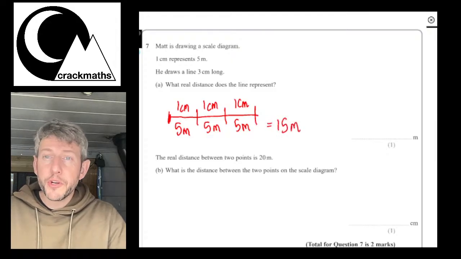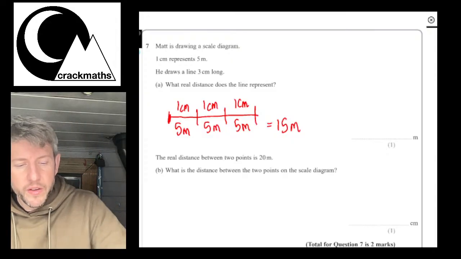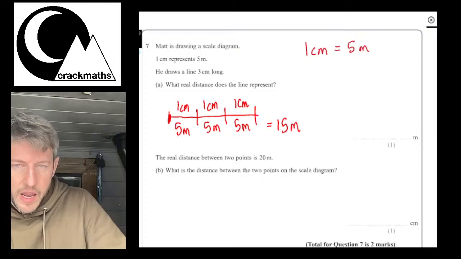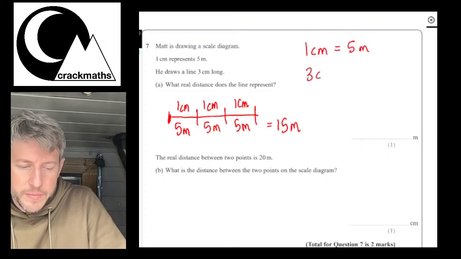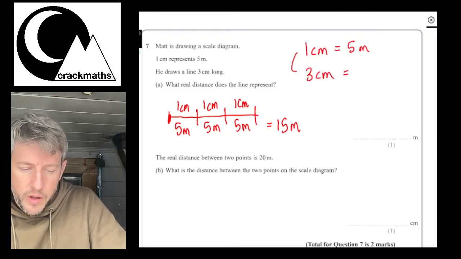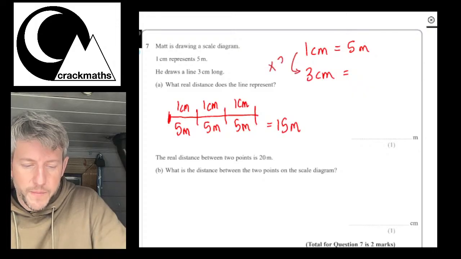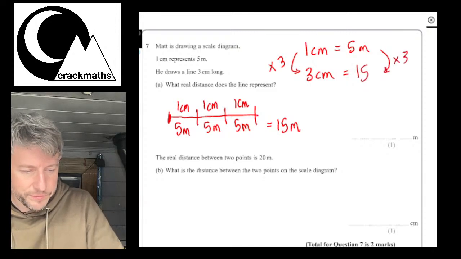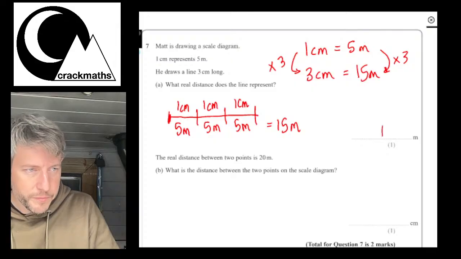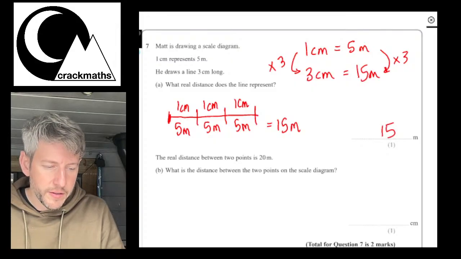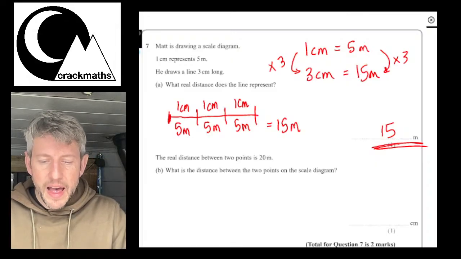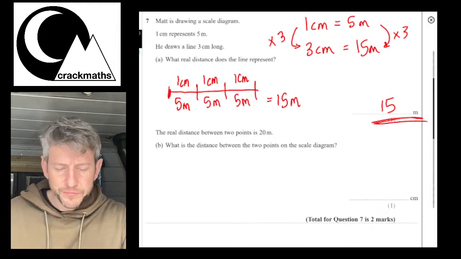Okay, we could have laid this out in a direct proportion way. We could have said 1 centimetre equals 5 metres. And then underneath we could have written 3 centimetres equals, well, to go from 1 to 3, we've times by 3. So we have to times this side by 3 as well, and that gives us 15. And so there we go. That will be 15 metres. Okay, right. So let's have a look at this next question.